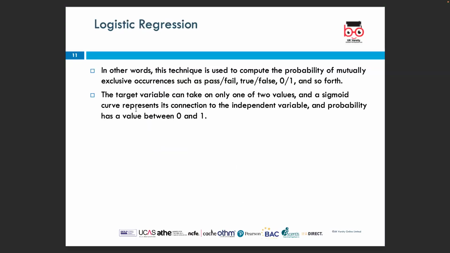In other words, this technique is used to compute the probability of mutually exclusive occurrences, such as pass or fail, true or false, 0 or 1, and so forth. The target variable can take on only one of two values, and the sigmoid curve represents its connection to the independent variable and probability as a value between 0 and 1.